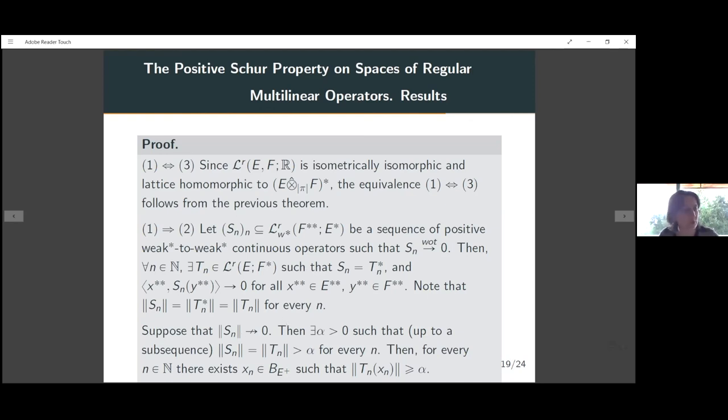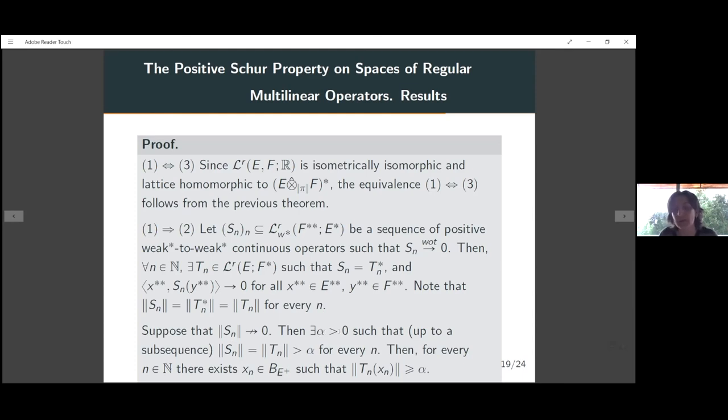So we assume, expecting to get a contradiction, that the norm of Sn does not go to zero. Then if the norm of Sn does not go to zero, there exists, let's say, epsilon or alpha greater than zero, such that the norm of Sn is greater than alpha for every n. This is up to a subsequence, because, for example, there exists an epsilon greater than zero such that for any natural number, there exists a number greater than that given natural number, such that Sn at that number is in norm greater than alpha.